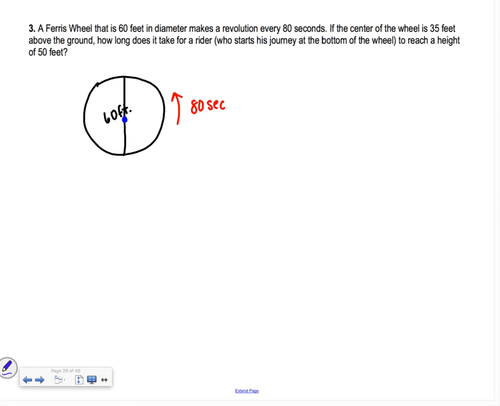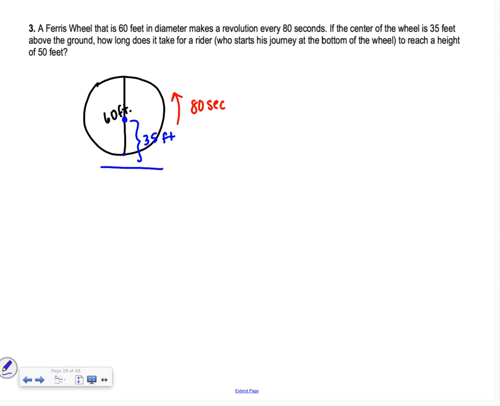Okay, you don't get on the Ferris wheel at the bottom. A lot of times when you get on a Ferris wheel, you kind of walk up a step. Okay, so this distance right here is going to be 35 feet. You don't want the Ferris wheel to like scrape against the ground, right? Okay, how long does it take for a rider who starts his journey at the bottom of the wheel to reach a height of 50 feet?